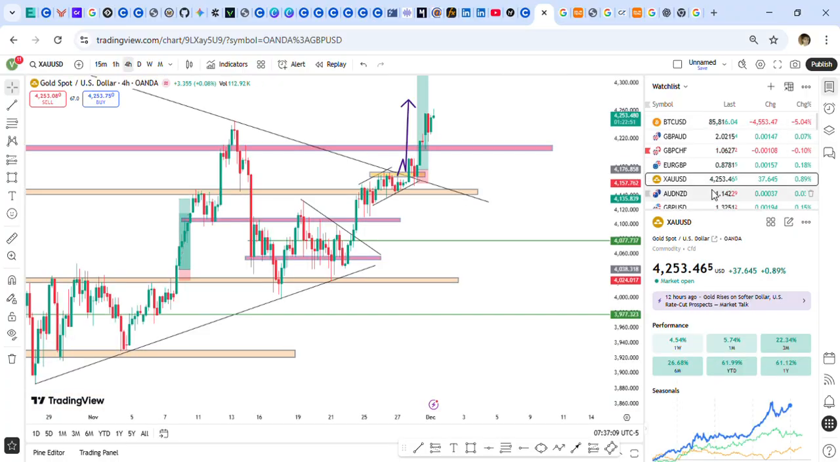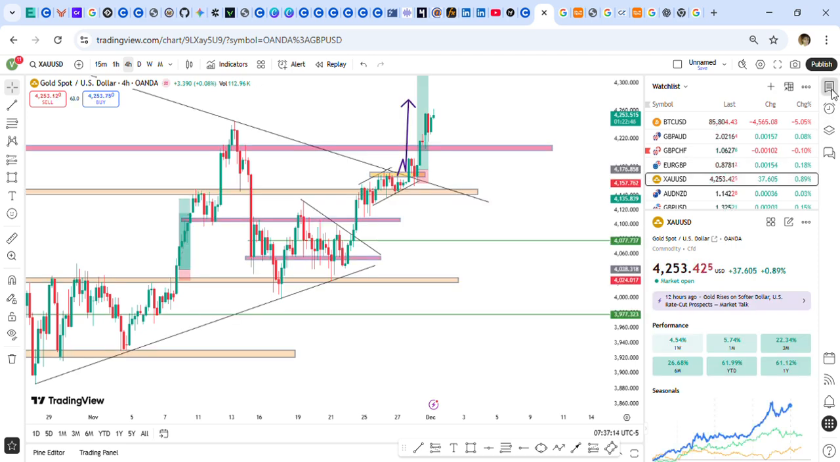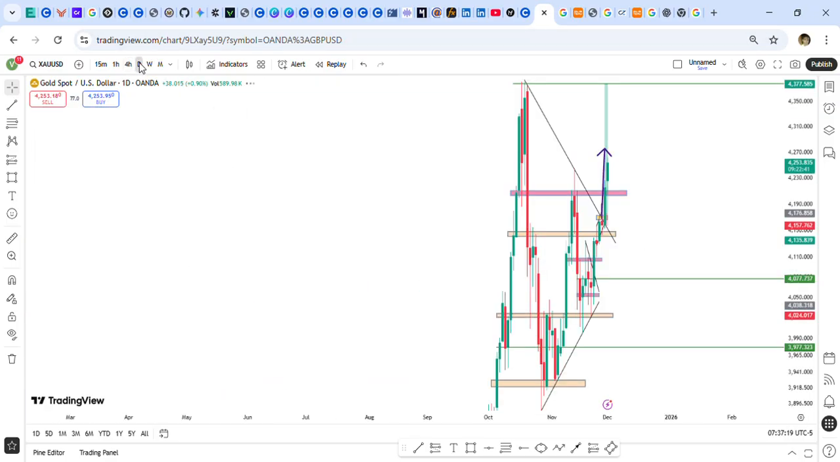Now for gold. Gold has been acting irrational this time.